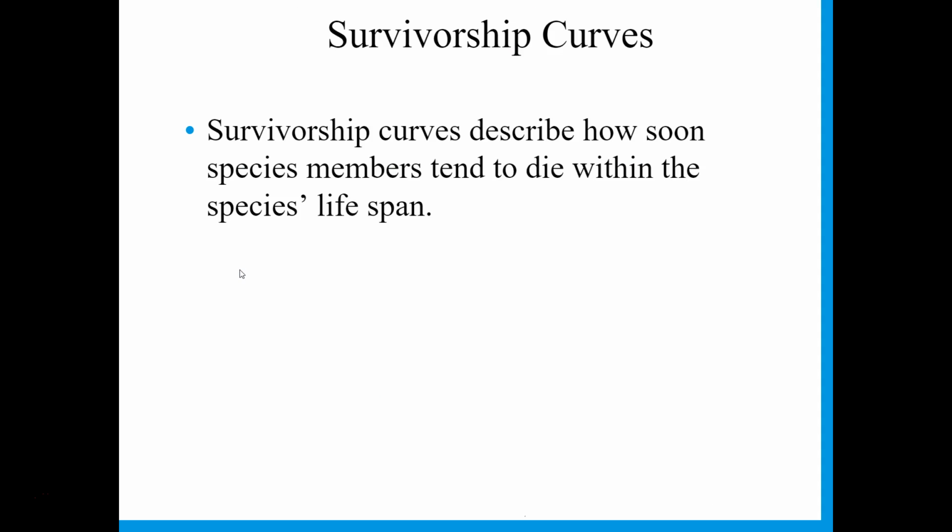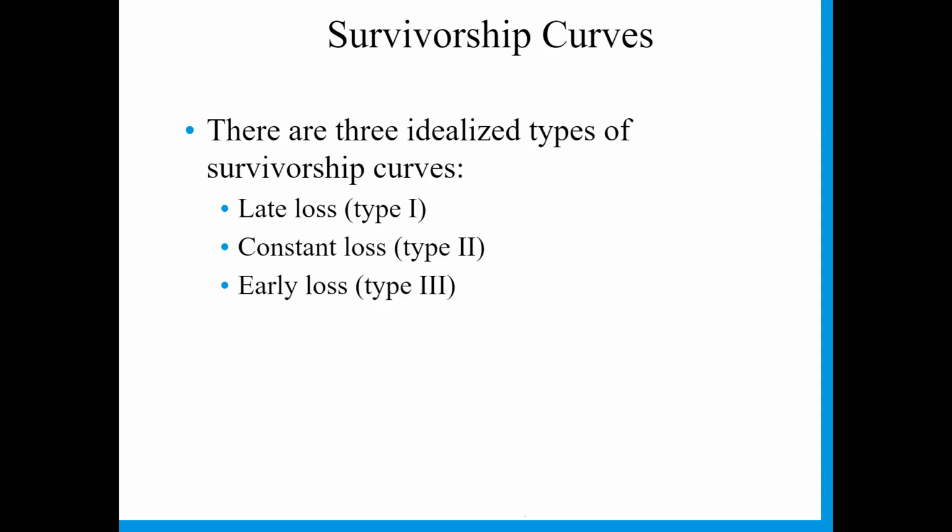Now we're going to talk about survivorship curves. A survivorship curve is basically how soon species members tend to die within the species lifespan. Think about human beings. We usually die at the end of our expected lifespan. So we'll look at some of these curves here. There is late loss, type 1; constant loss, type 2; and early loss, type 3. I'm not worried about type 1, type 2, or type 3, but I would like you to know late, constant, and early losses.